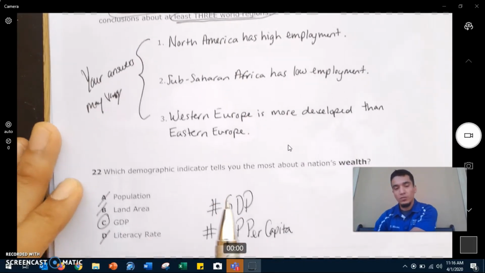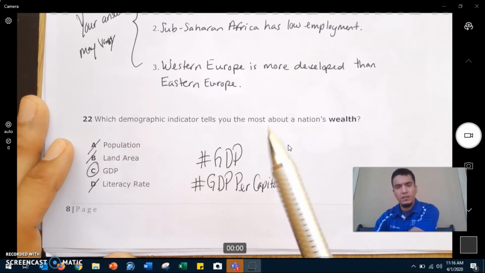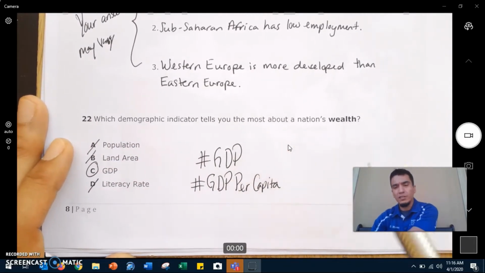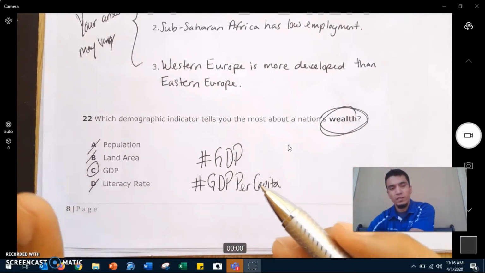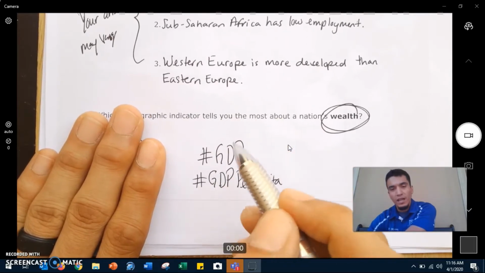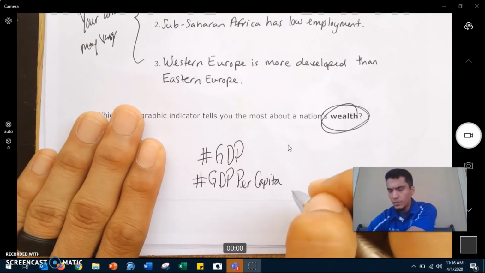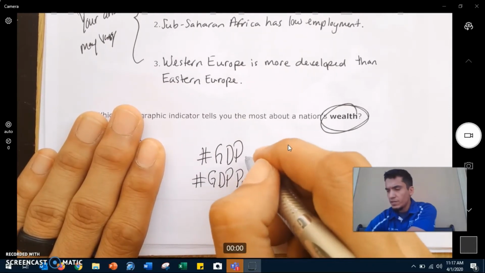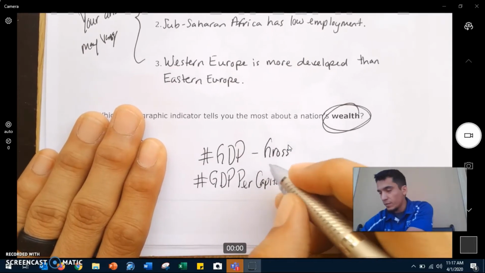So moving on to question 22, which is asking which demographic indicator tells you most about a nation's wealth. And before I answered this question, what I did was I covered my answer, remember the covered up strategy, and I hashtagged my responses and I put GDP and GDP per capita. Remember GDP standing for gross, not gross as in disgusting, I mean gross as in total.